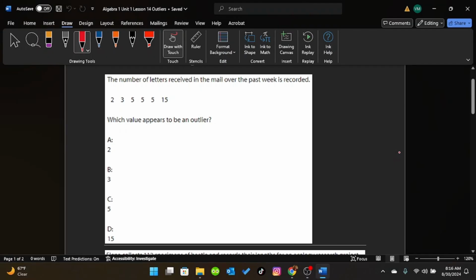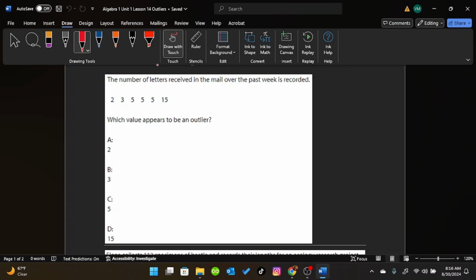For our first practice problem, it says the number of letters received in the mail over the past week is recorded. So each of these numbers is a number of letters received on one day. Which value appears to be an outlier?